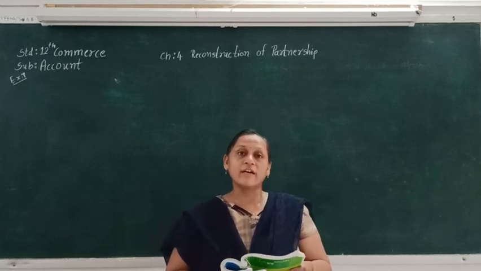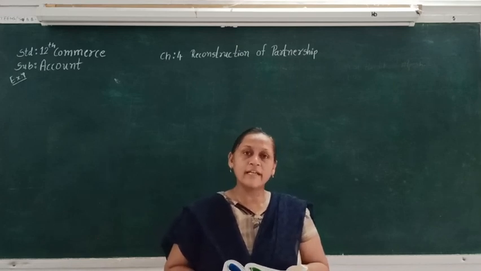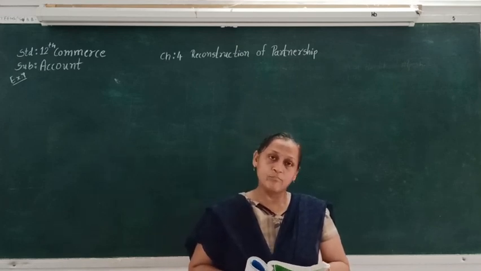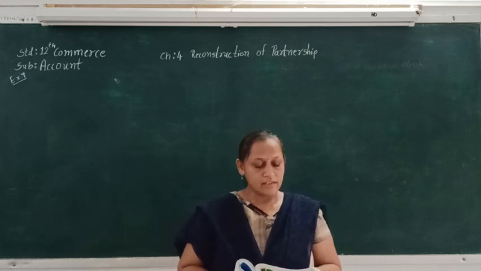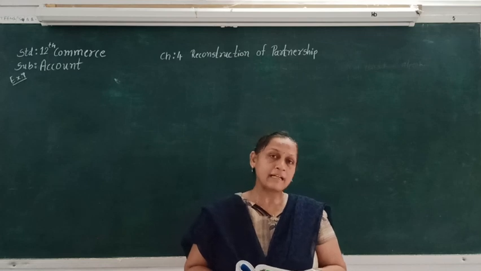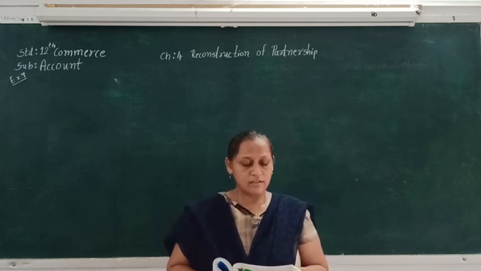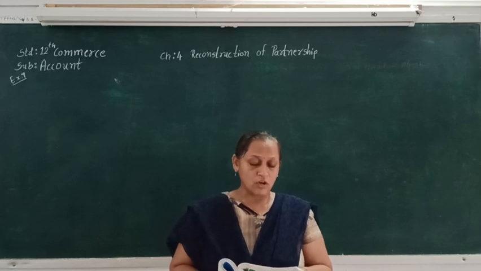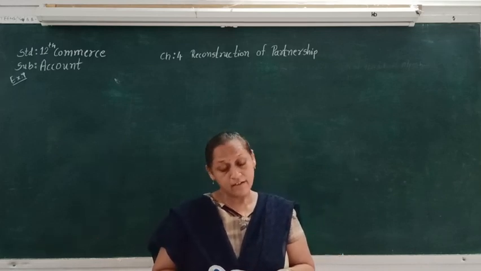From that, the very first adjustment is that land and building value is to be increased by 25%. Furniture value is to be decreased to 90%. Market value of machinery is 72,000. Book value of closing stock is rupees 10,000 less than its market value.